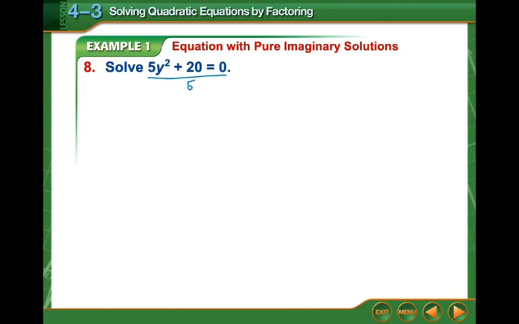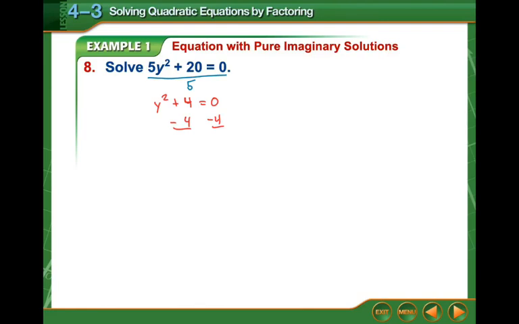So 5y squared divided by 5, it's going to get us y squared. 20 divided by 5 is 4, equal to 0. Divided by 5 is still 0. So now, this is similar to the arch problem we did. We can go ahead and just subtract 4 from both sides.